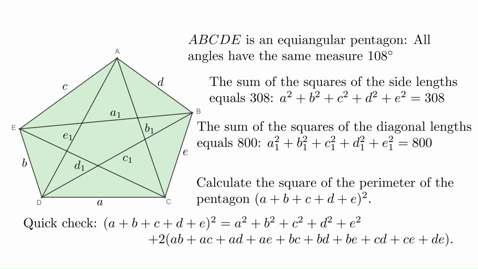A quick calculation. The square of the perimeter includes two parts. First, the sum of the squares of the sides. Second, 2 times the sum of pairwise products of the sides, total 10 products: AB, AC, AD, AE, BC, BD, BE, CD, CE, and DE. The first part is equal to 308. We will be working on the sum of the 10 terms.